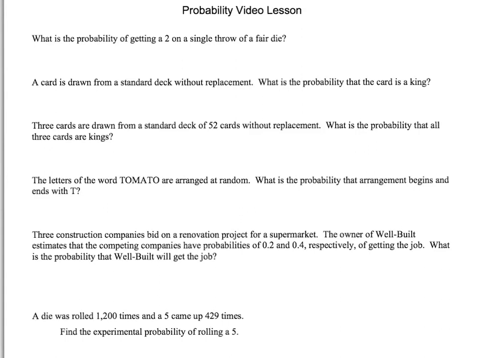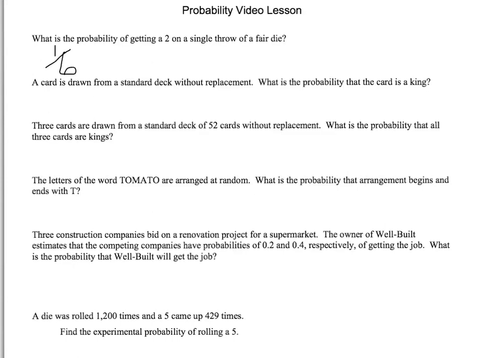Today we're going to look at probability. First couple of questions aren't too bad. It says, what is the probability that you get a 2 on a single throw of a fair die? So you roll a die, numbered 1 through 6, and I ask you, what's the probability that you get a 2? Well, you have one chance out of 6, so the probability is 1/6.